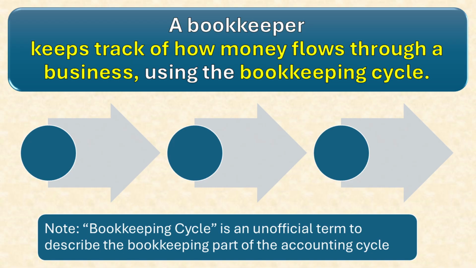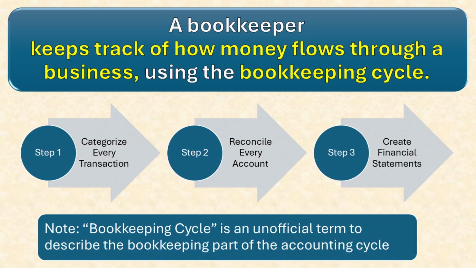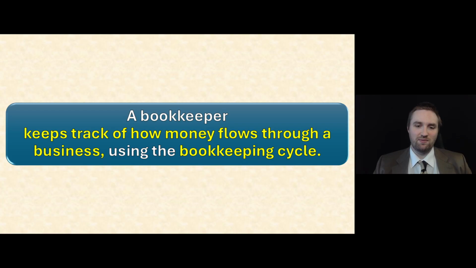All right. It goes as follows. Step 1, you categorize every transaction. Step 2, you reconcile every account. And then step 3, you create the financial statements. The bookkeeping cycle is done on a monthly basis, but it's also done on a quarterly and yearly basis as well, particularly for tax purposes. So, what does a bookkeeper do? A bookkeeper keeps track of how money flows through a business by following the bookkeeping cycle, which of course is something we'll talk about later.